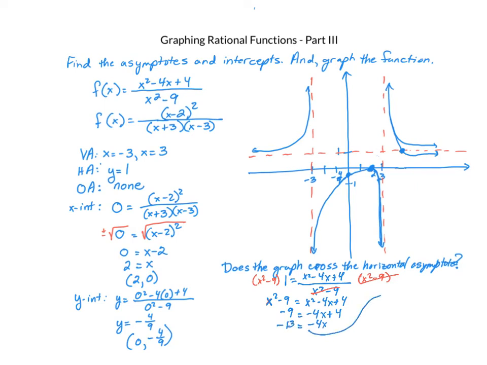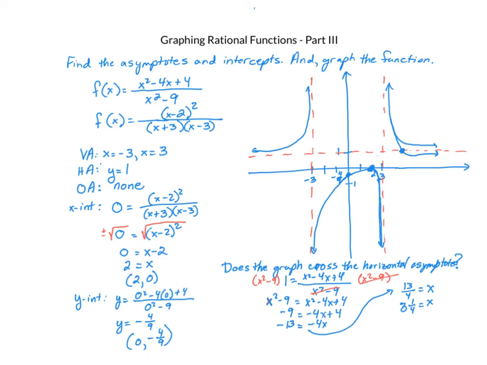Let me move over here. I have 13/4 equals x. And just because I need to know where that is on my graph, I'm going to convert that to a mixed number. That is 3 1/4. So in fact, we know the graph does cross the horizontal asymptote. It does at 3 1/4.